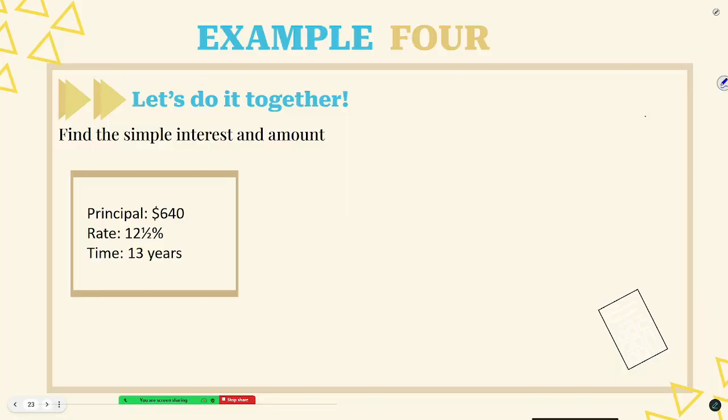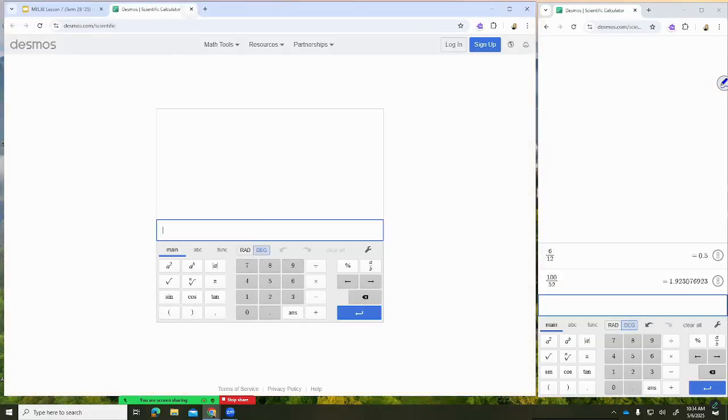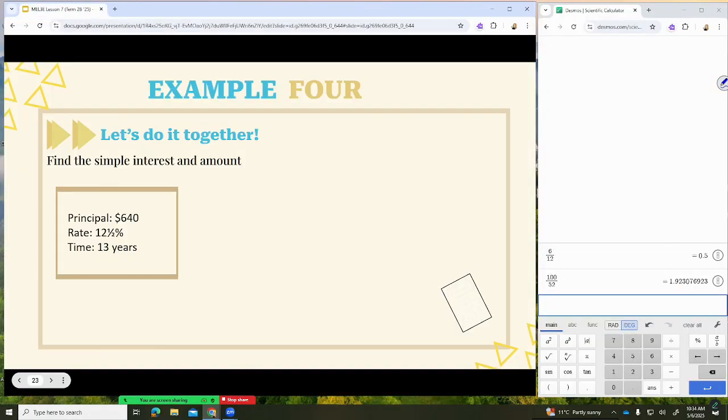Now, let's try putting it all together. The best way to do this is to track all of your learning. So we want to say I equals PRT. This one gives it to us. It's telling us P, the principal, is $640. It's telling us R is 12.5% and T is 13 years.